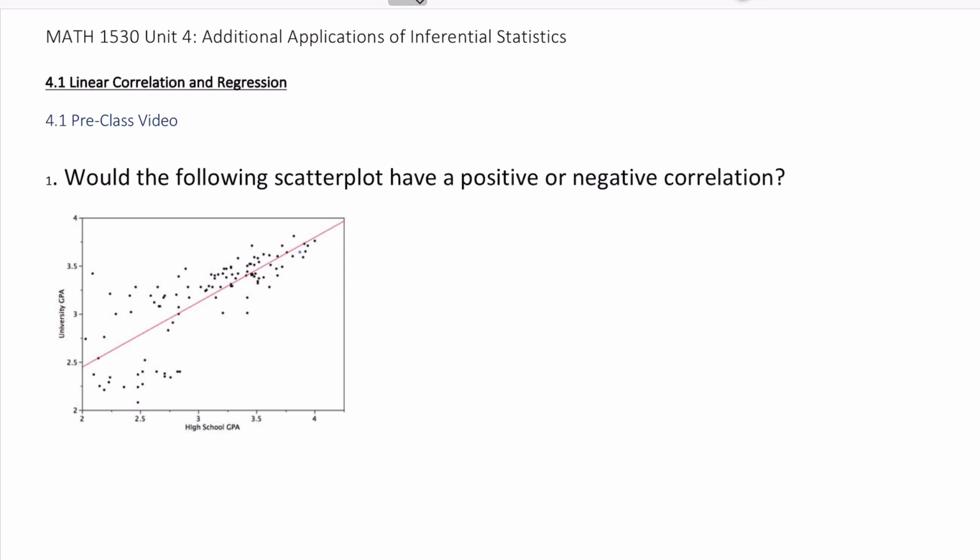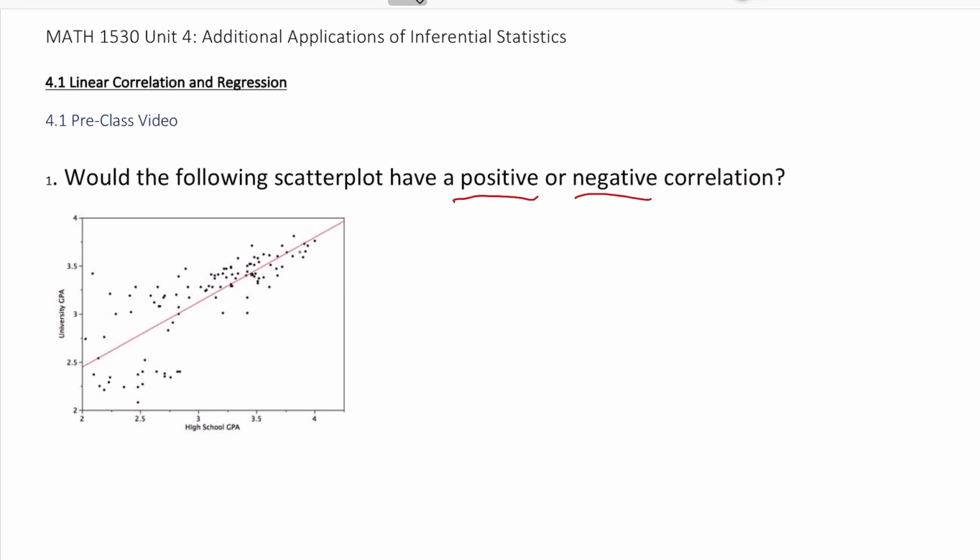But now we can answer this question. This question says, would the following scatter plot have a positive or negative correlation? Write down what you think on your paper. We're waiting, and now we're going to talk about it.